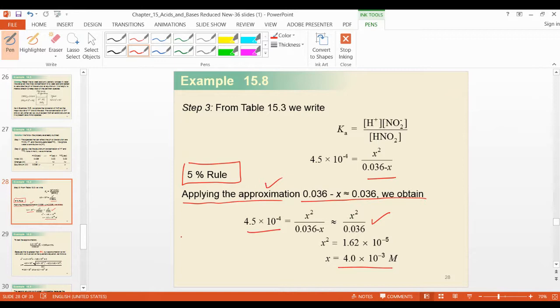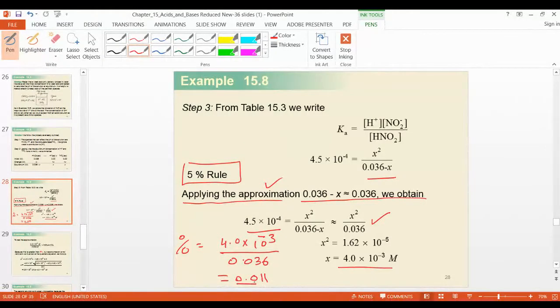Now you will calculate the percent composition. The value is 4.0 times 10 to the power minus 3, and the total is how much? 0.036, the total concentration. Tell me how much you got. Come on, calculate. 0.1111.